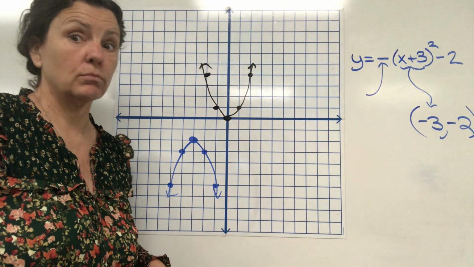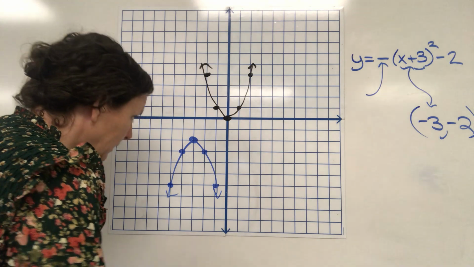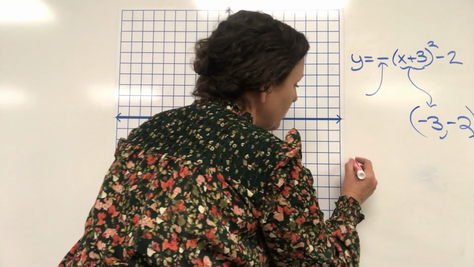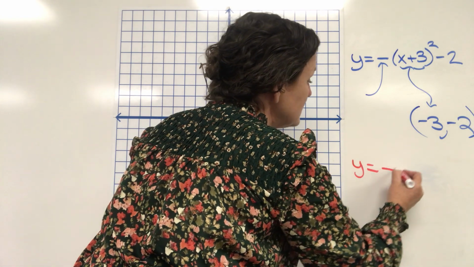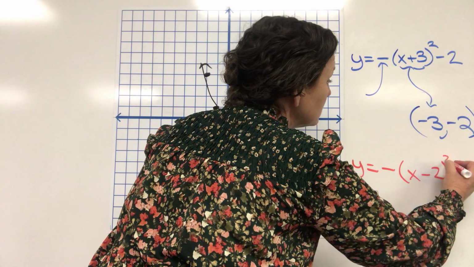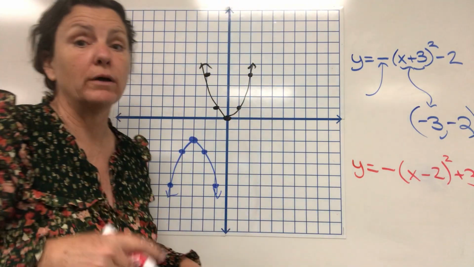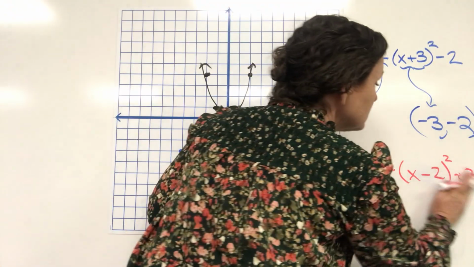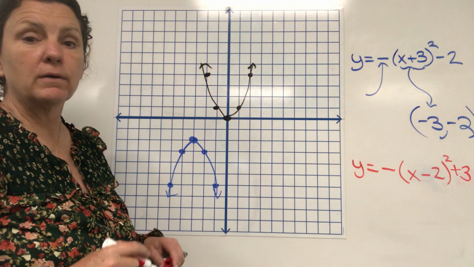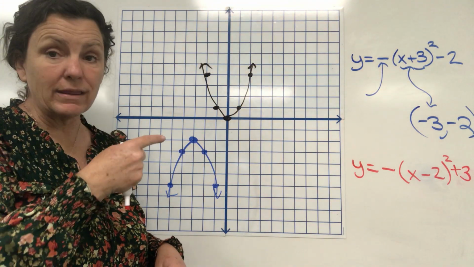You want to try another one? Cool. Let's try another one. I'll just leave that one there. Let's do it in red. Let's go with y equals -(x - 2)² + 3. You try this one. You can't even see that correctly because I wrote too big. Is that better? Yeah, that's better. You try, pause the video, try that one yourself.